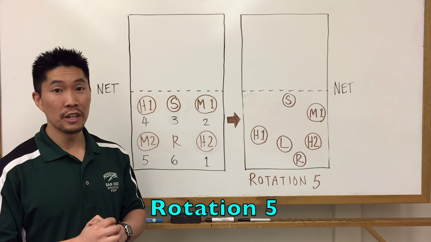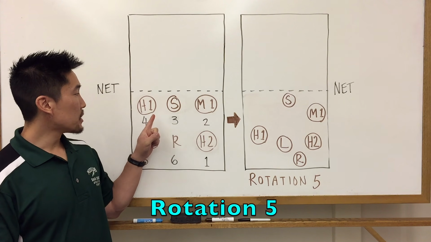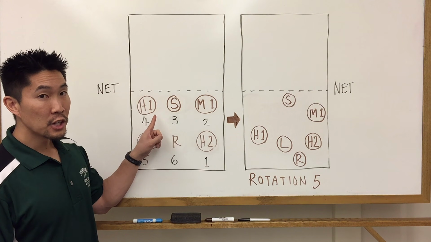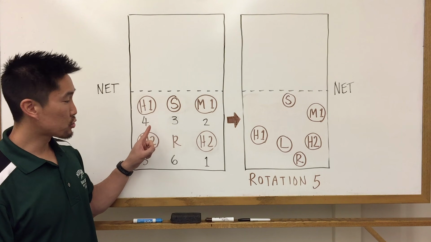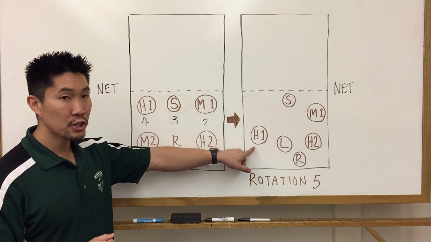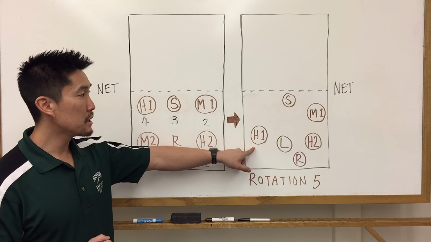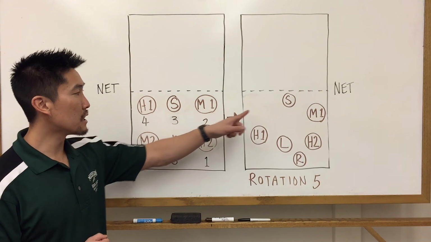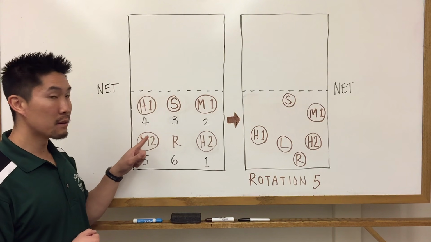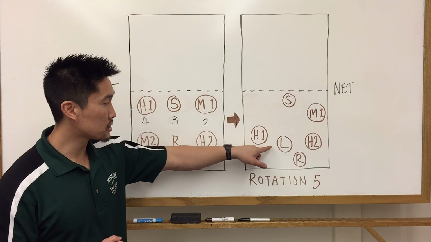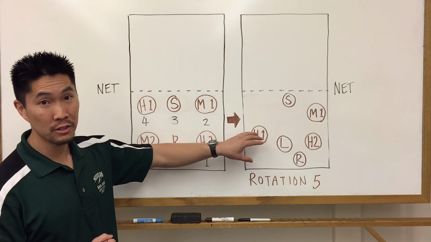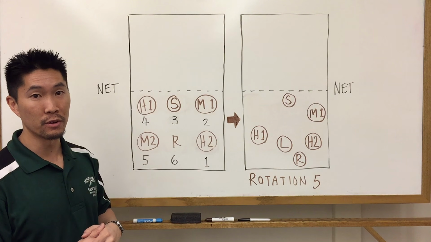The next rotation is number 5. The setter has now rotated from the left front to the middle front. The H1 needs to move back to pass and is restricted by the M2 and the setter. As long as the H1 stays in rotation by being in between the setter and the sideline and in front of the M2 or the libero on this side, the H1 will be in rotation and can still pass in serve-receive and hit in the front row.